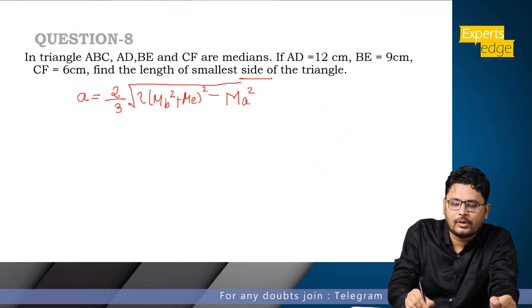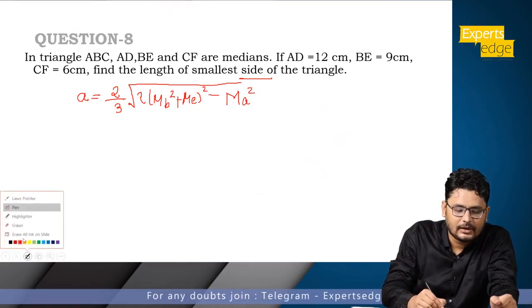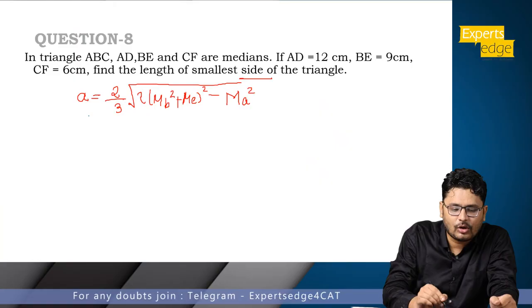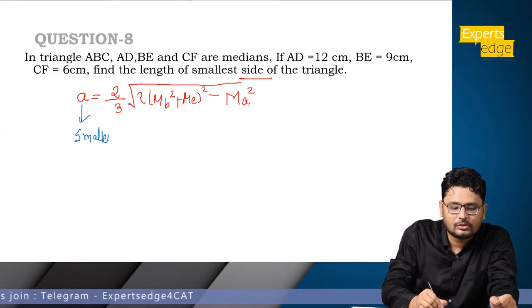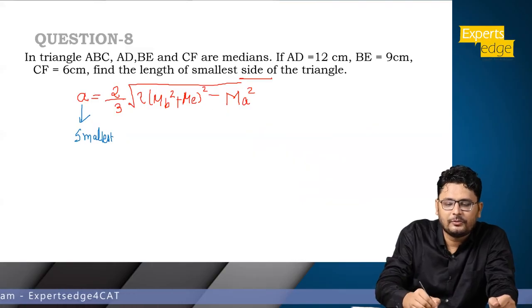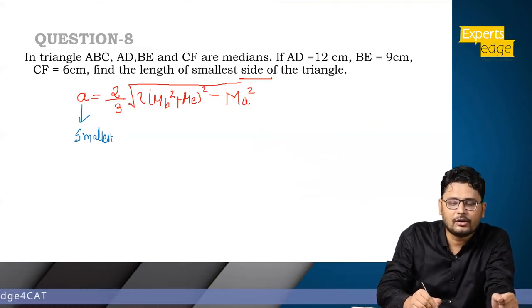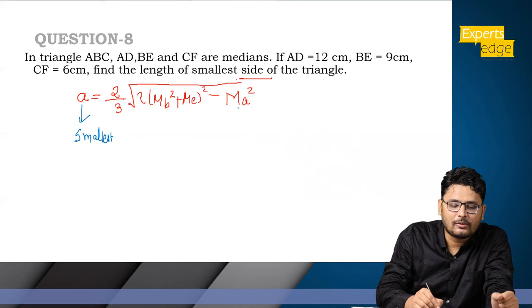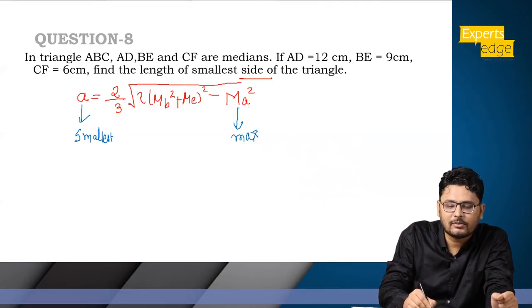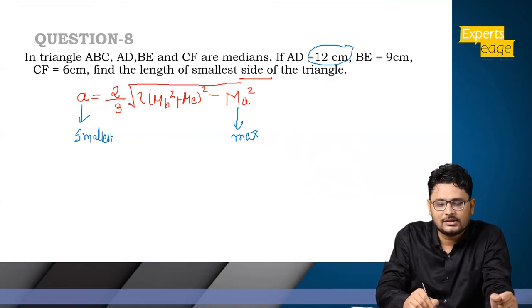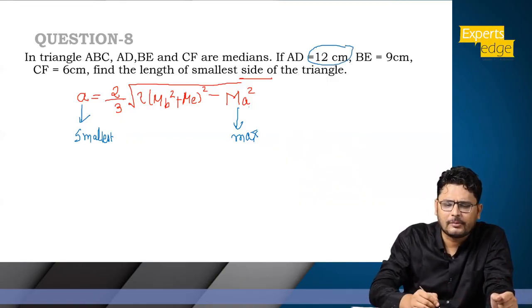Okay, now I want A, and here A needs to be the smallest. So if I want A to be the smallest, this median A, which will I take: 12, 9 or 6? Because I want this to be smallest, I want the maximum to be deducted, right? So this median should be the maximum, and which is the maximum I have? That is nothing but 12. So MA, this median, is nothing but MA, right?